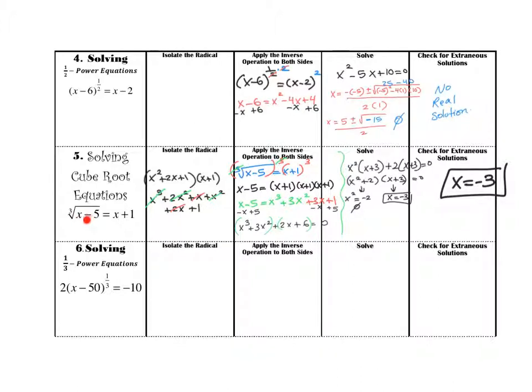So negative 3 minus 5, that's negative 8. Cube root of negative 8 is negative 2. And negative 3 plus 1, that's negative 2 as well. So we plugged it in, and that gave us negative 2 for both sides of the equation, so that is correct. Now let's move on to number 6.